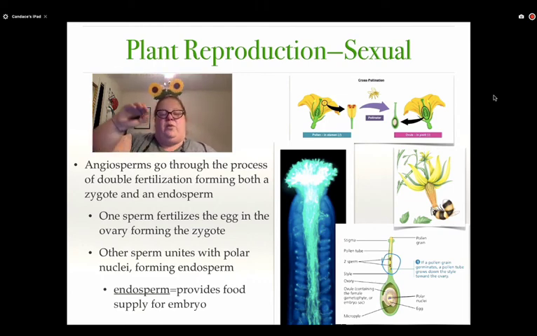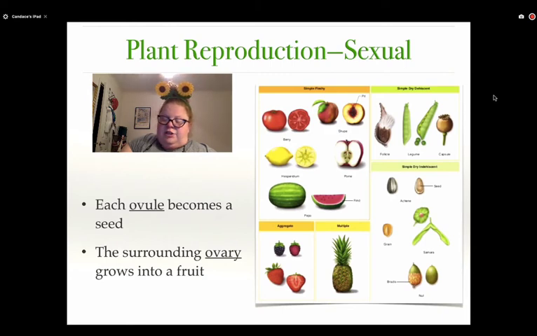The other sperm is going to, in meiosis, we talked about how in female organisms they produce the polar bodies, whereas in male organisms they didn't. So that's what this is talking about, kind of. And so it's going to join with that polar nuclei, and it's going to form what's called an endosperm. And that is what's going to provide our food supply for our developing embryo, for our zygote. And so that's something that's unique to angiosperms. Double fertilization. Okay.